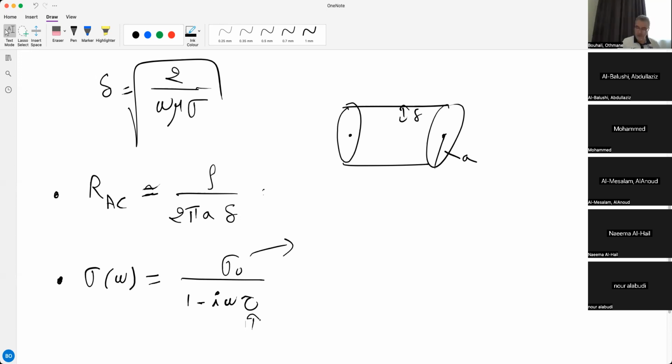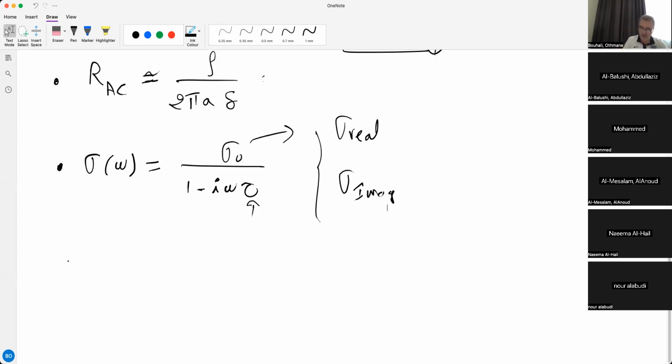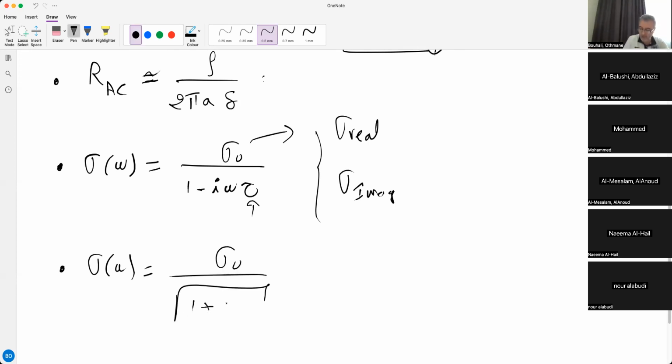And obviously, we also defined the real and imaginary part. Okay, and please, this is what I mentioned to you: when I ask you to calculate the conductivity at a certain wavelength, this means I'm asking you to calculate the magnitude of the conductivity, which is sigma 0 over the square root of 1 plus (omega tau) squared. Or sometimes I might ask you, what are the real and imaginary parts of the conductivity?